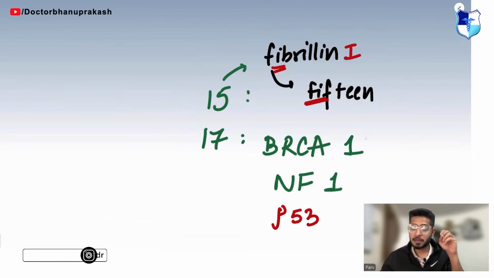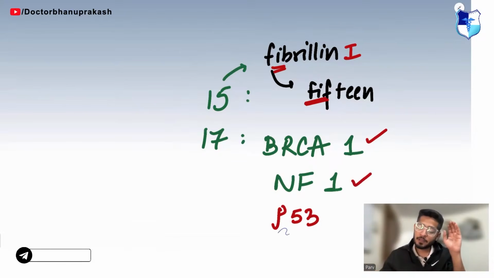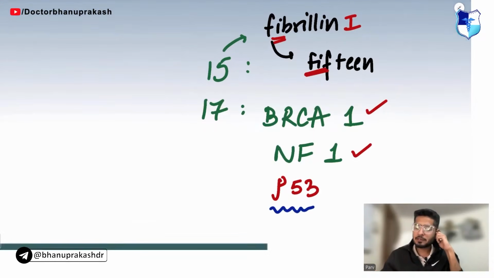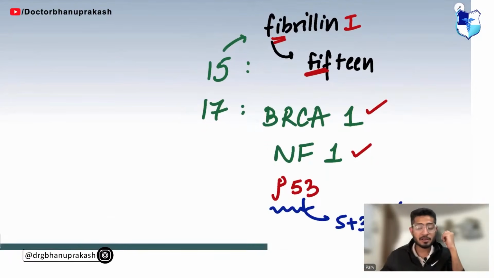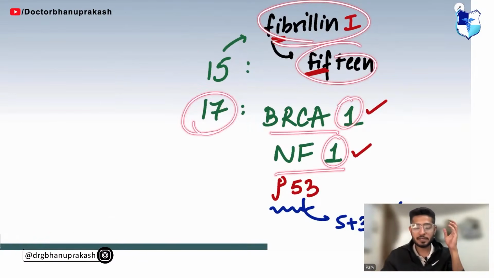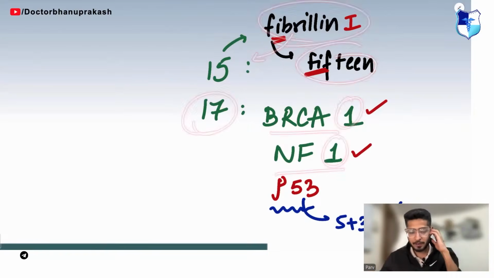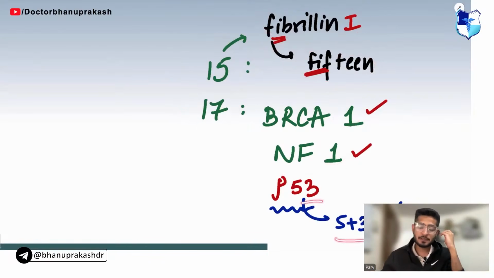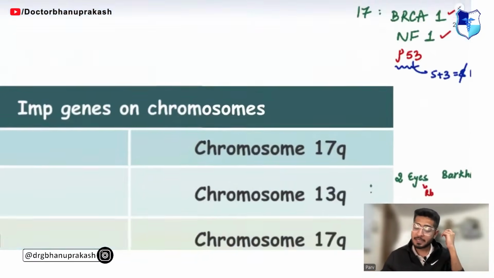Rest everything like BRCA 1 goes to 17, NF 1 goes to 17, and P53 is also going to go to 17. P53, you can remember 5 plus 3, although it is 8, it is just like 17. So fibrillin 1 is 15, BRCA 1 and the other 1s go to 17, except fibrillin 1, which goes to 15, and P53 is 5 plus 3, just like 17.